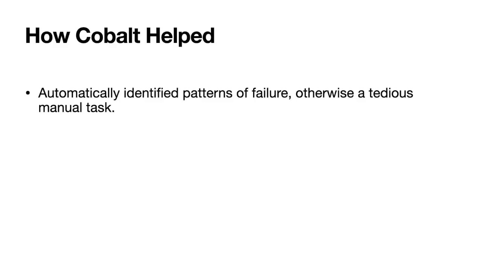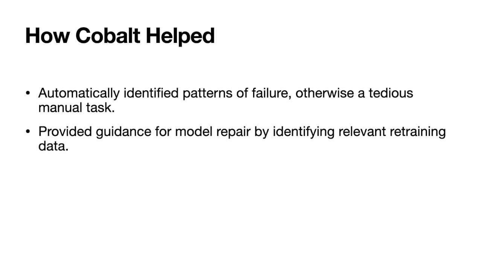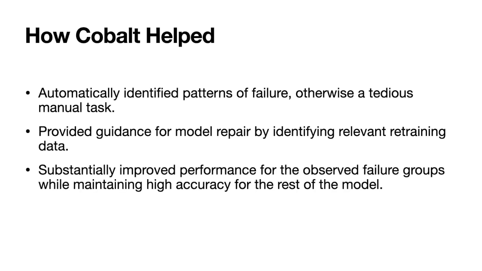To summarize, here's how BluelightAI Cobalt helped us solve AI model problems and quickly achieve increased performance. We automatically identified failure groups and patterns in a matter of seconds, a task which can otherwise take days or even weeks. We provided guidance for retraining by automatically identifying the relevant retraining dataset, again, saving a lot of time. And finally, Cobalt substantially improved performance for the observed failure groups while maintaining high accuracy for the rest of the model.